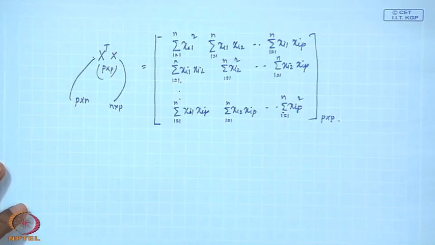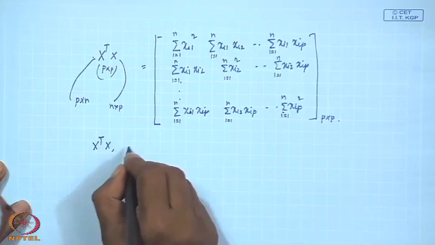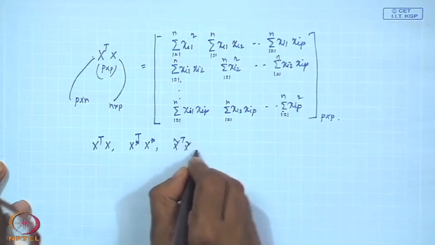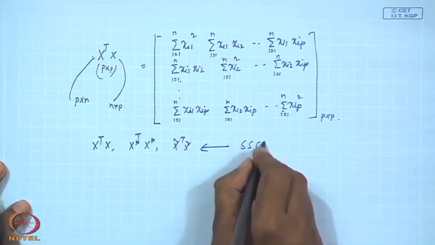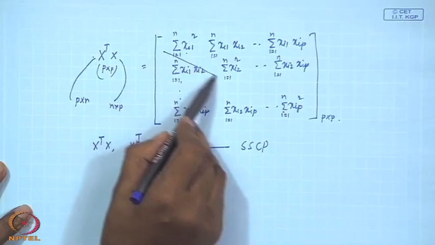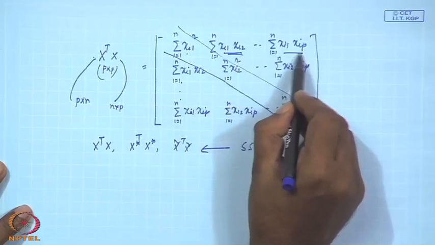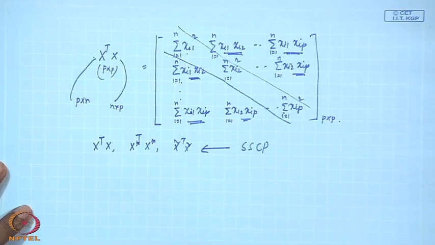One to n. These three matrices, X transpose X, X star transpose X star, and X tilde transpose X tilde, are all sum of squares and cross product matrices, all SSCP. Why? You see, all diagonal elements are sum of squares, and all off-diagonal elements are cross products. So, sum of squares for the variance, cross product for the covariance.